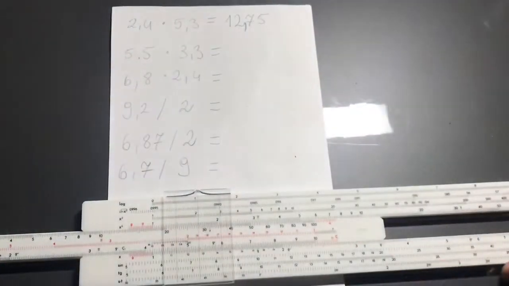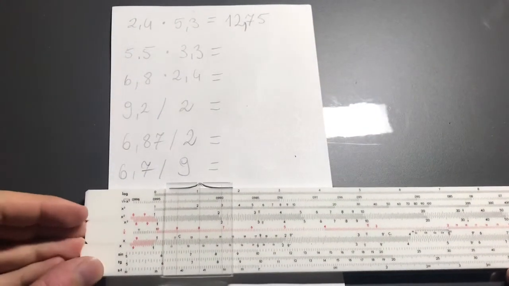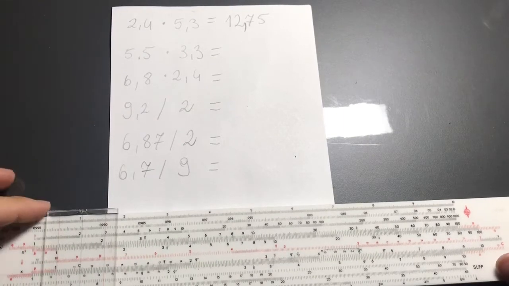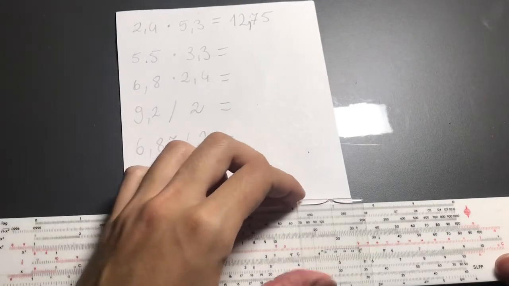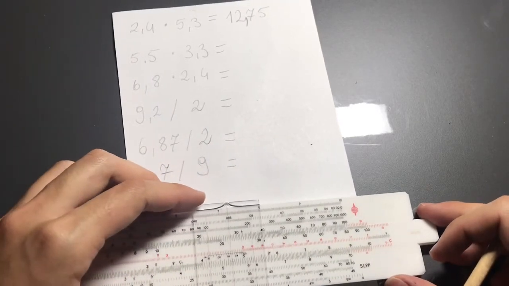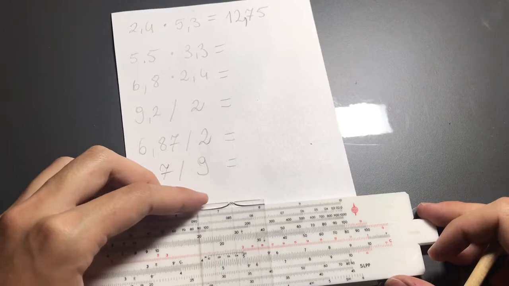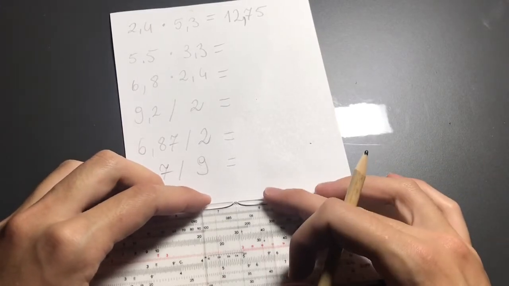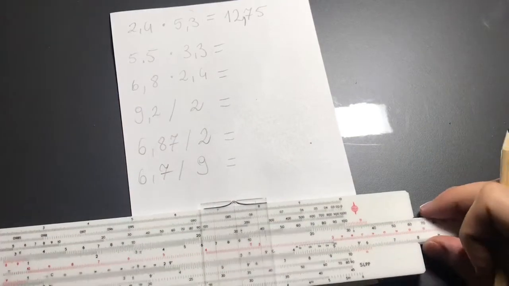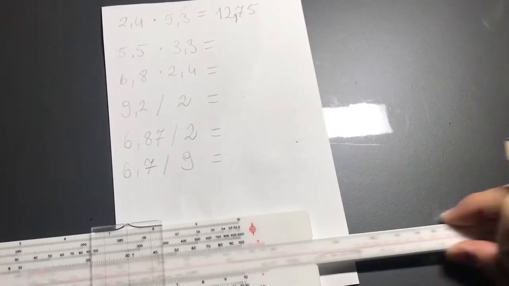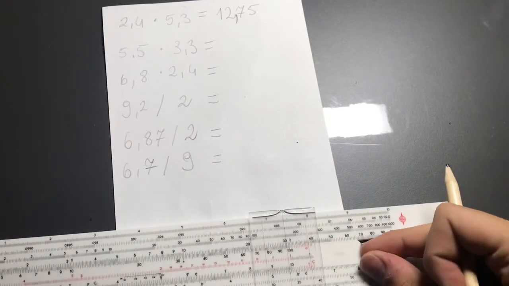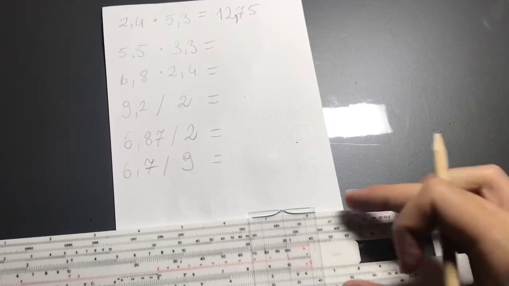Then we want to multiply 5.5 by 3.3. So let's do 5.5, which is here, and we want to multiply it. Obviously it will be over the scale if I do it like that, so let's go the other way around and multiply it like that.